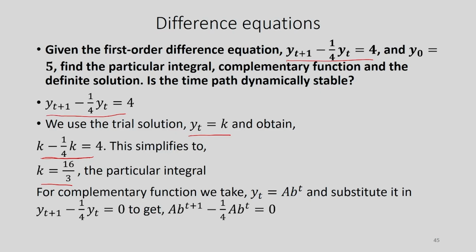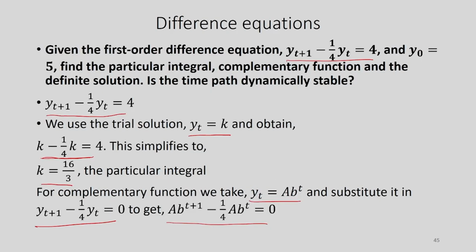Second part is the complementary function. We again take this as the trial solution, yt is equal to a b to the power t, and put that into this equation, only the homogeneous part, and therefore, I will get a b to the power t plus 1 minus 1/4 of a b to the power t is equal to 0.